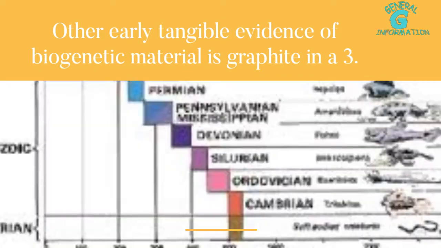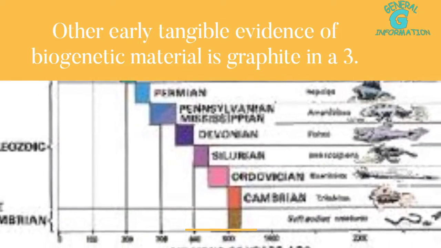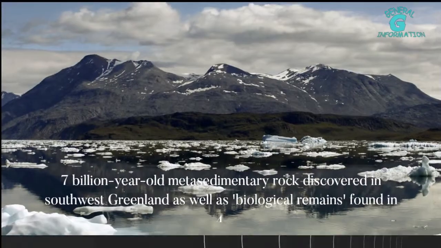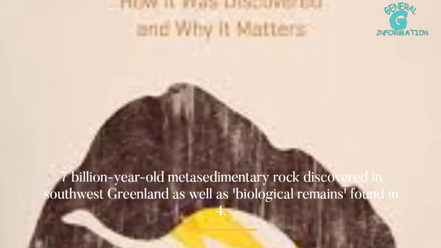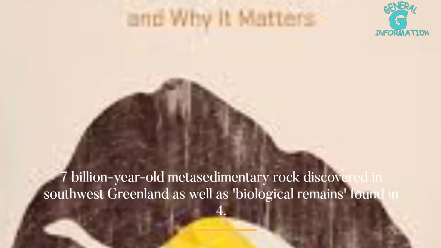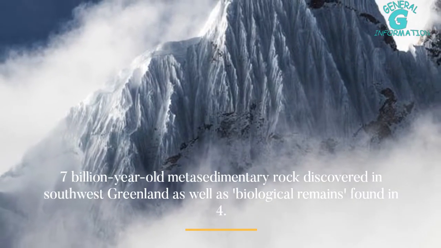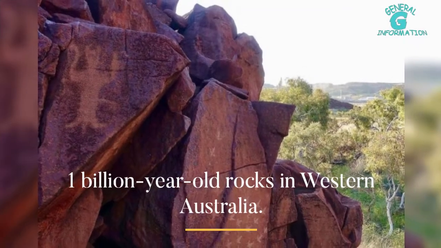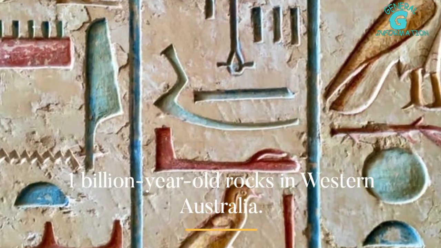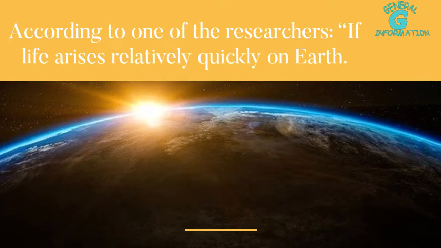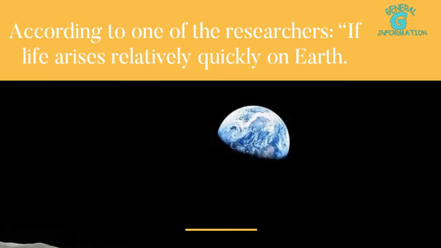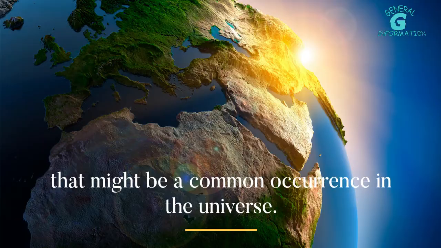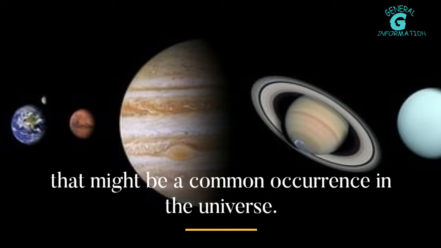Other early tangible evidence of biogenic material is graphite in a 3.7 billion-year-old metasedimentary rock discovered in southwest Greenland, as well as biological remains found in 4.1 billion-year-old rocks in Western Australia. According to one of the researchers, if life arises relatively quickly on Earth, that might be a common occurrence in the universe.